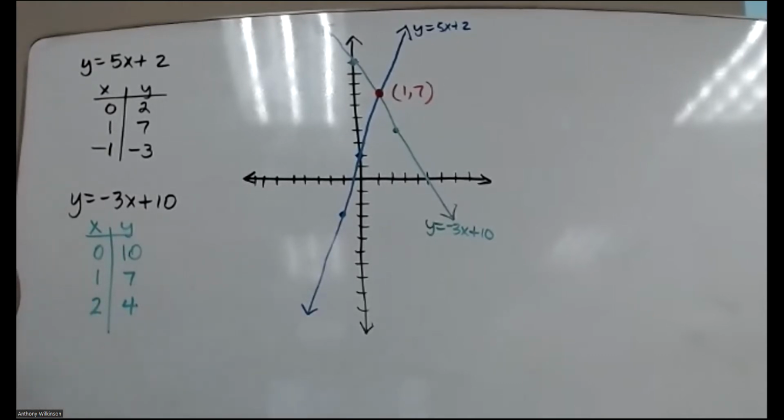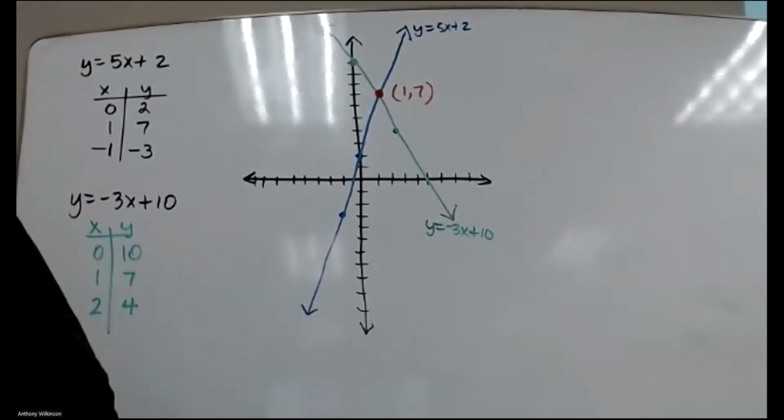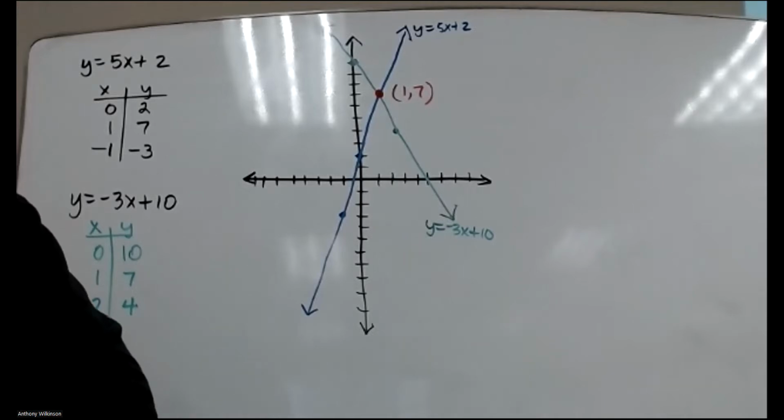So in this case, the point (1, 7) represents the solution for this system of equations, y equals 5x plus 2 and y equals -3x plus 10. All right, any questions on this example?